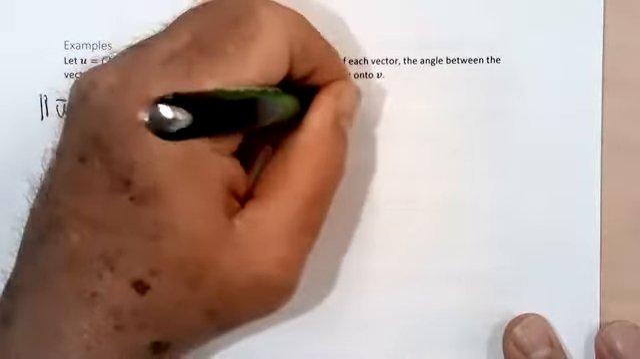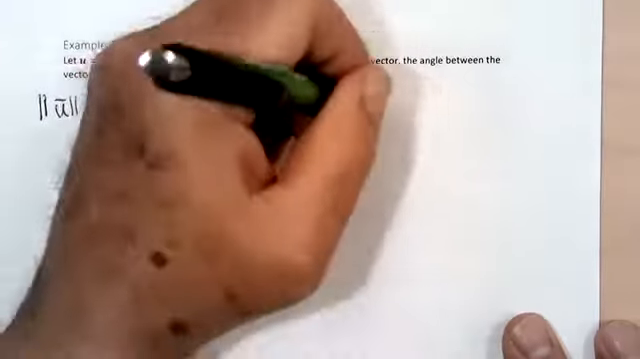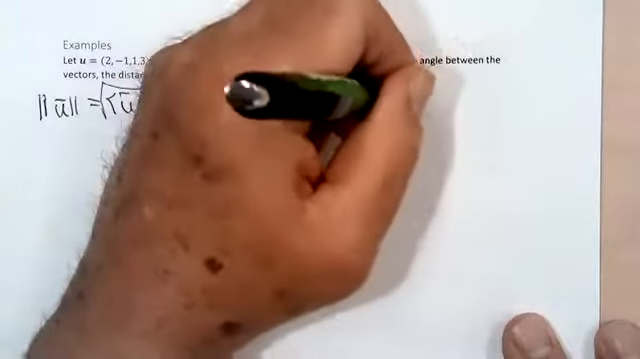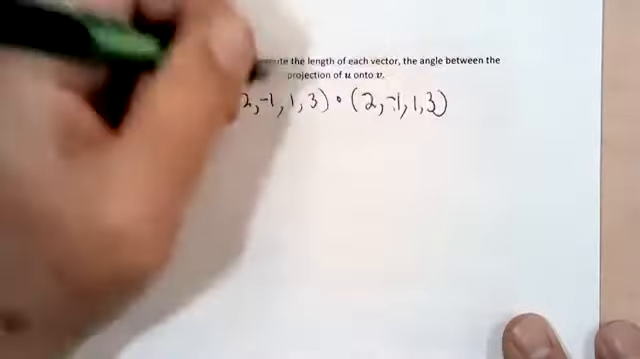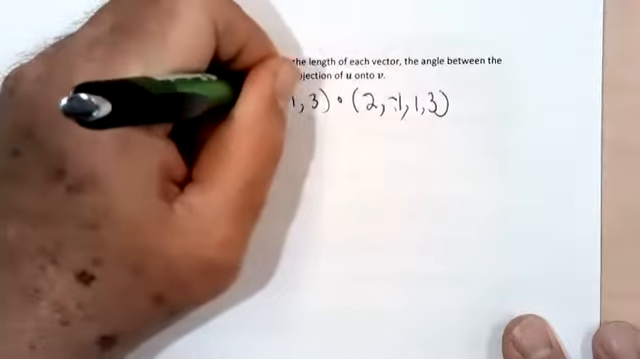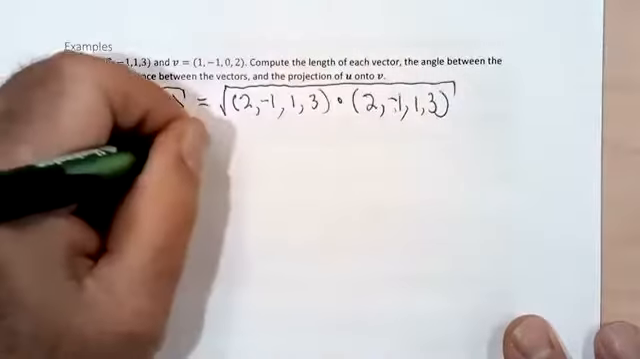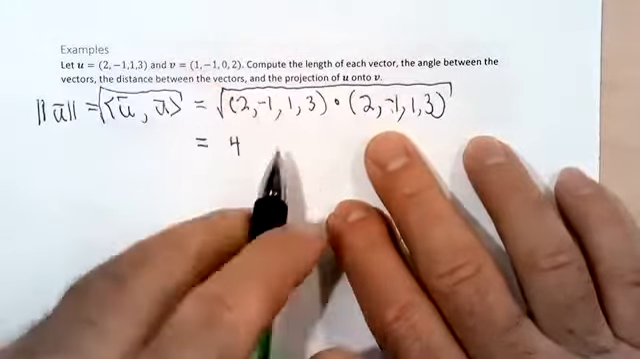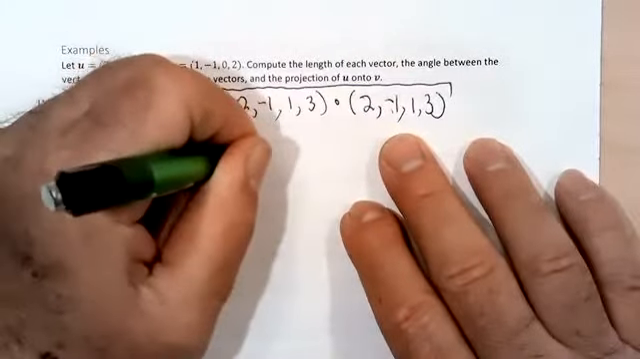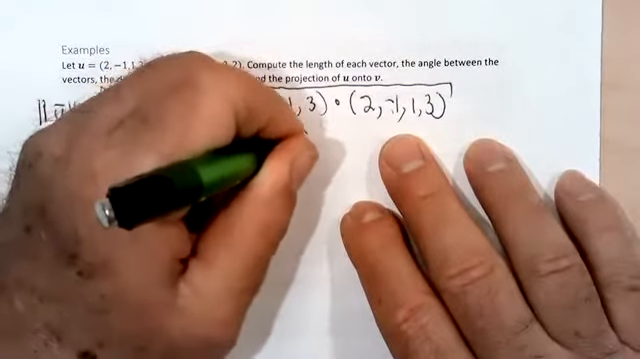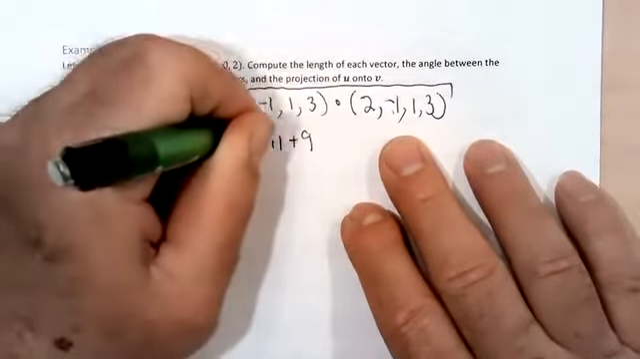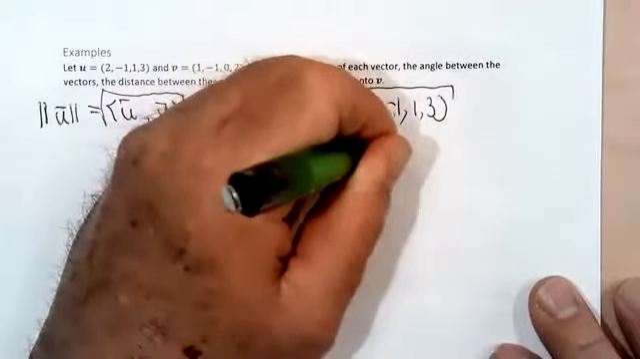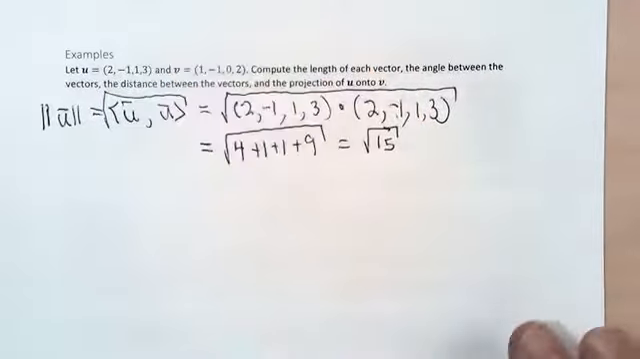And I think in this case, I'm just going to write dot because we all know what that means. So what do we get? 4 plus 1 plus 1 plus 9, take the square root. So that is root 15, and we'll probably want that later.